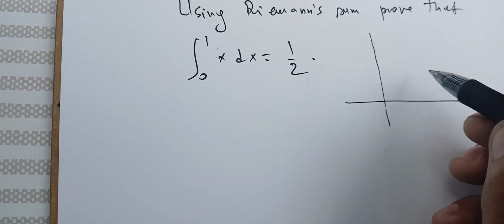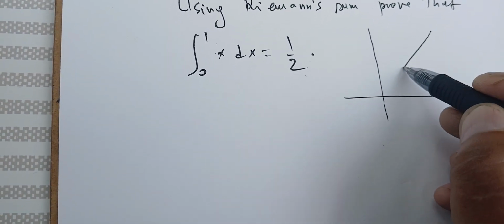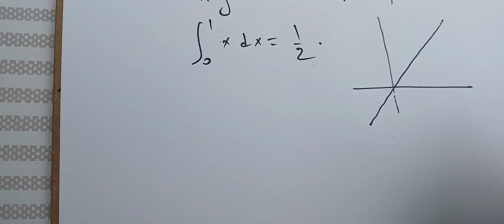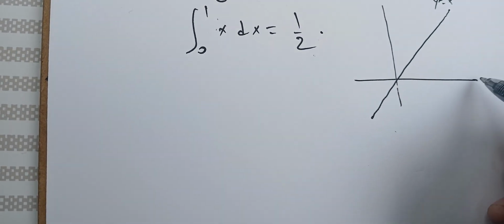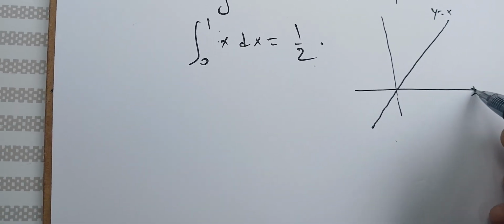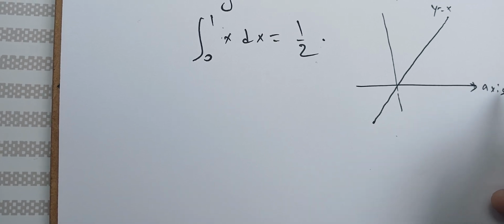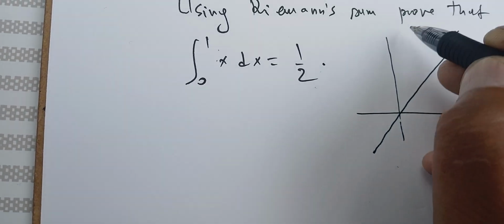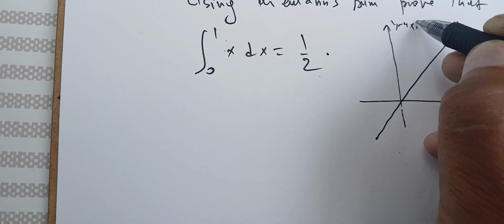So a quick idea is that we can graph the function. It's easy to graph. We know that this is y equals x. So this is an easy function, x-axis, and this is the y-axis, okay?